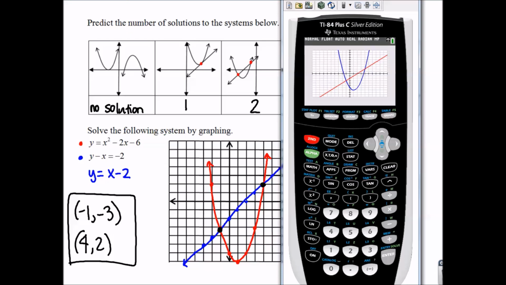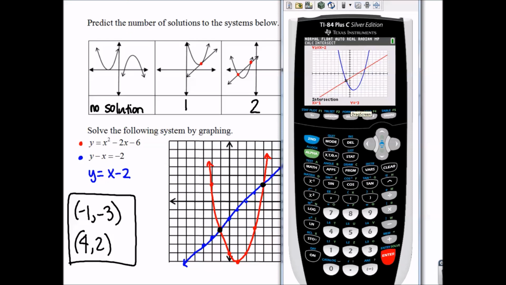You just need to click Second, Trace, Intersect. Then it'll give you prompts down here. So you want to make sure that your cursor is on the first line that you're finding the intersection of. Hit Enter. Then make sure it's on the second line. Then at guess, you want to have your cursor near the intersection point, so we can go ahead and hit Enter. And that gives us negative 1, negative 3 as our intersection point.